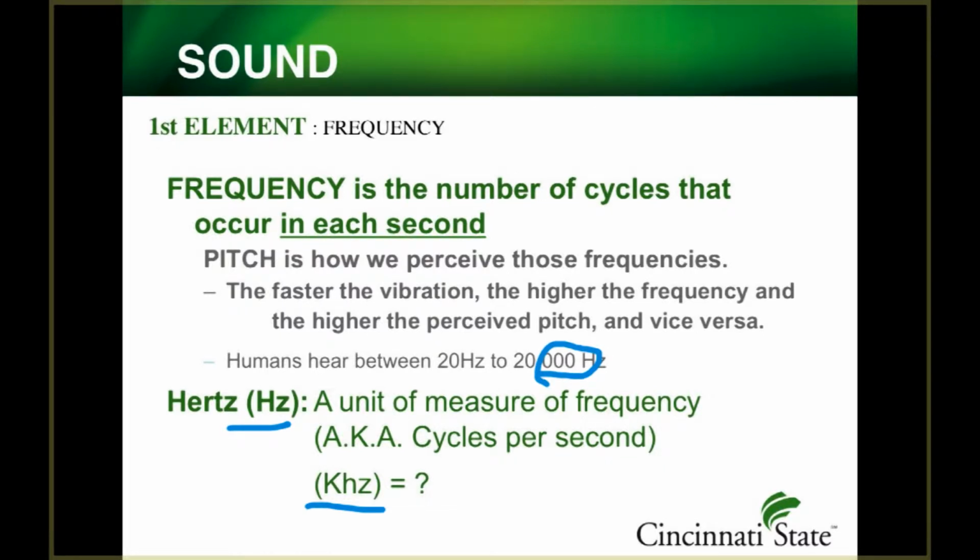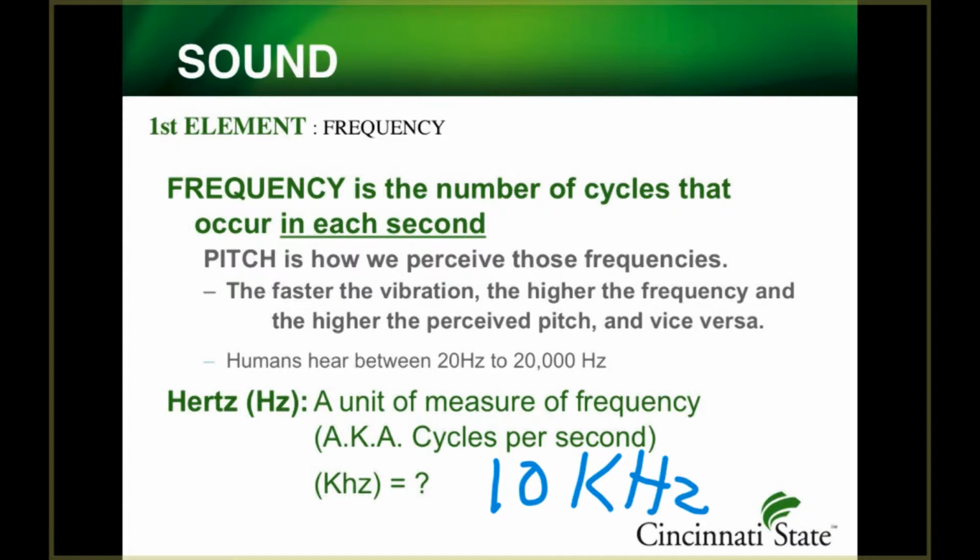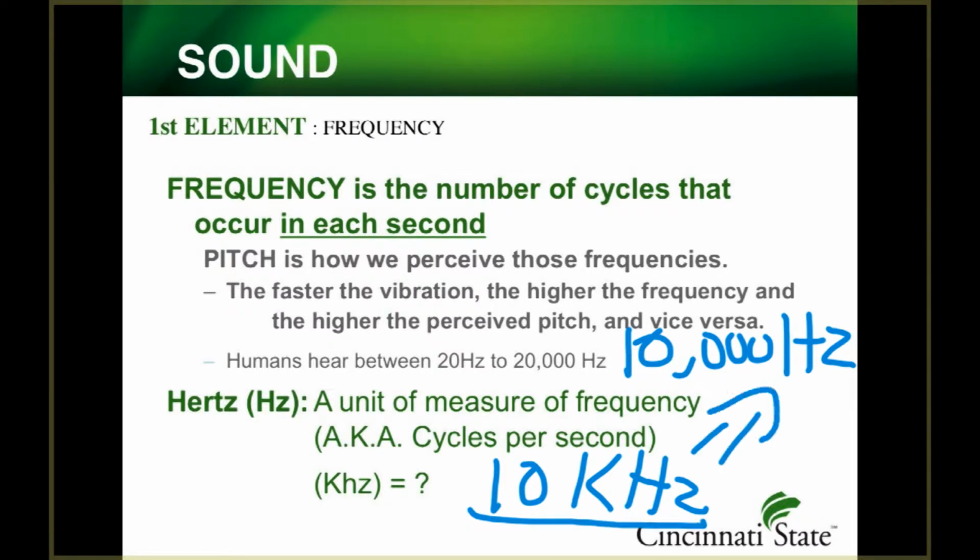So if something is 40 kilohertz, then that means it's actually 40,000 hertz, which is well beyond the range of human hearing. If something is 10 kilohertz, that means it's 10,000 hertz. Let me write that in there again. So 10 kilohertz equals 10,000 hertz. Okay.